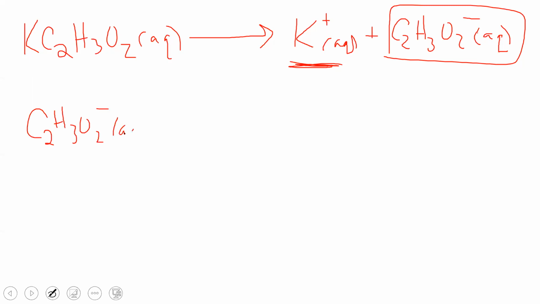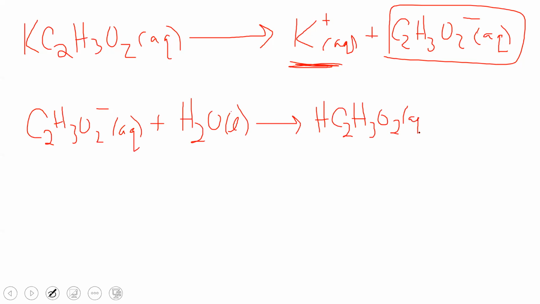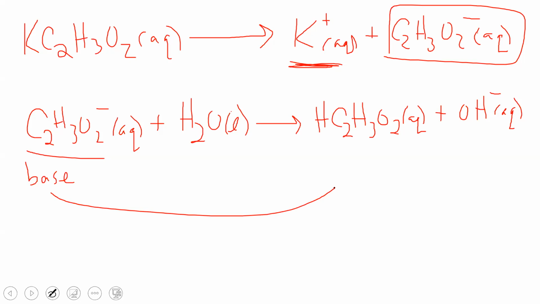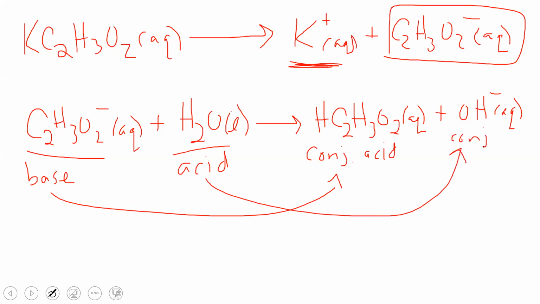C2H3O2-, when that's dissolved in water, will react with that water to form acetic acid and the hydroxide ion. And so here our base is our acetate, and that's going to form our conjugate acid, which is the acetic acid. And then the water here is acting as an acid. And so it's forming hydroxide, which is the conjugate base, which is exactly what Maya's thought was.